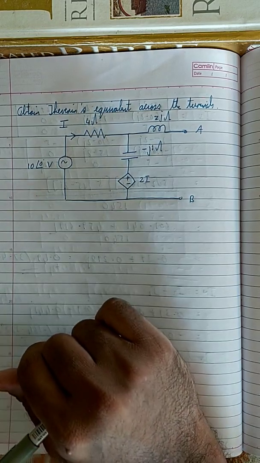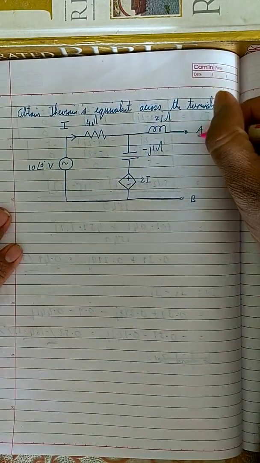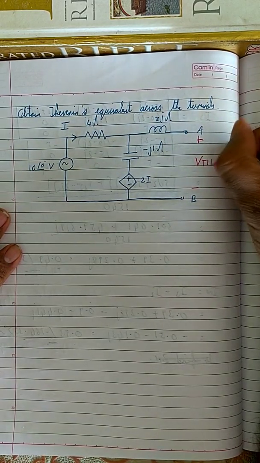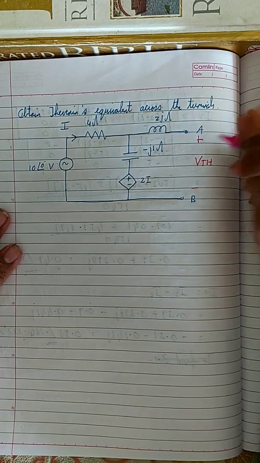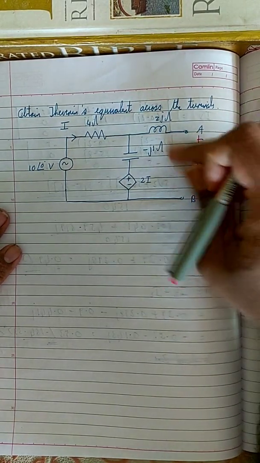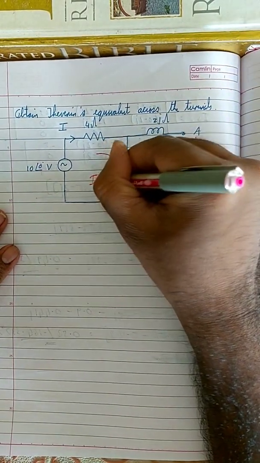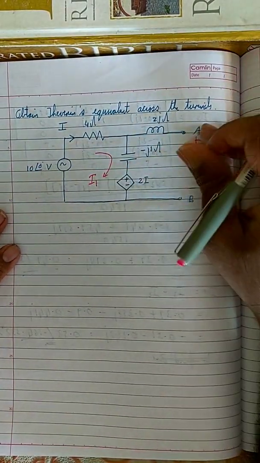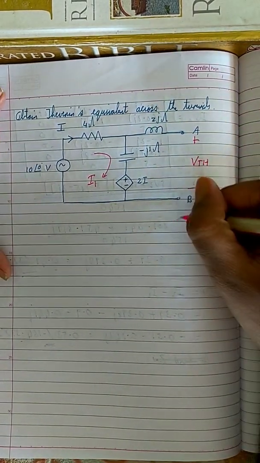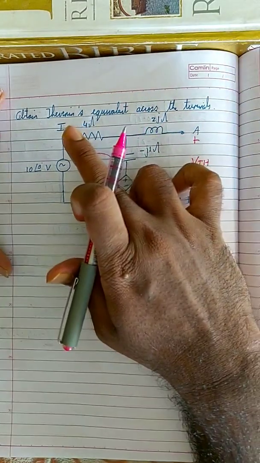So what will be the equation for I? If you look over here, this is plus and minus. This open end is called VTH. If this is open, which means I2 is equal to 0. Let me mark this as I1. I'm not going to mark I2 over here. I2 is equal to 0.